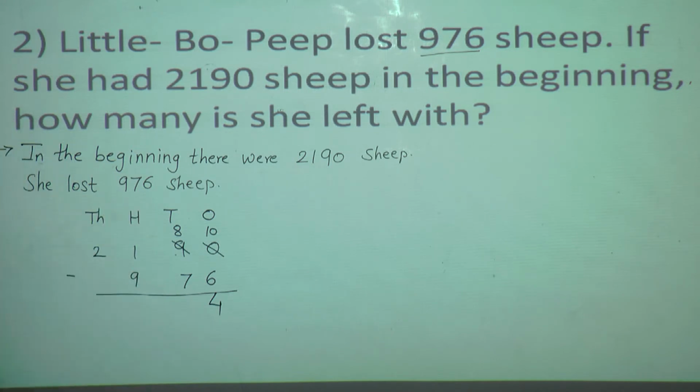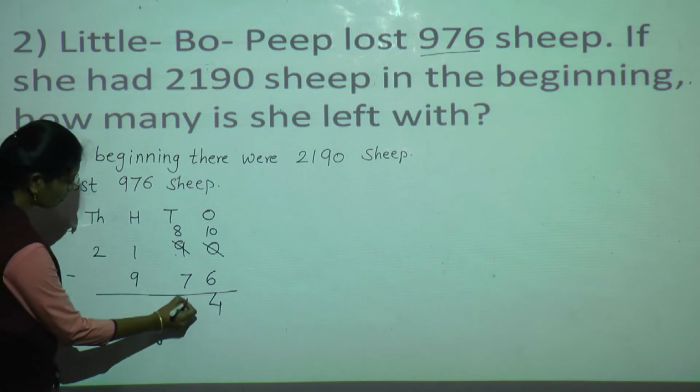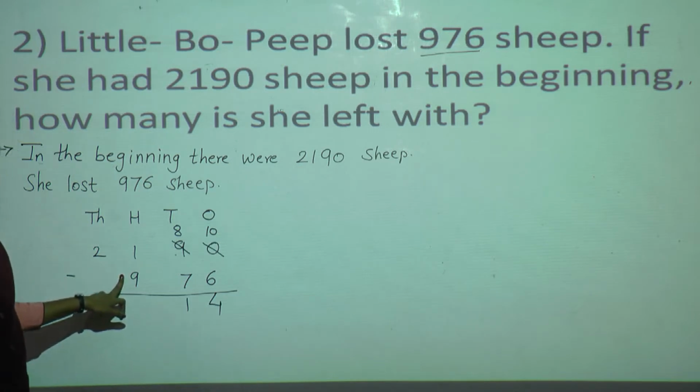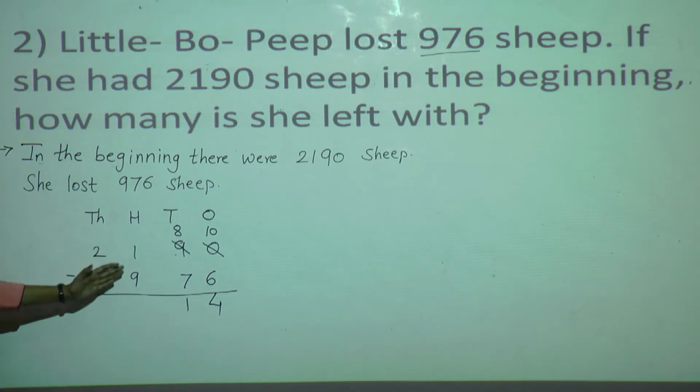See the tens place column now. Here 8 is there, here 7 is there. 8 minus 7, do the subtraction. 8 minus 7, 1. So write 1 at tens place. Now see the hundreds place column. Here 1 is there and here 9 is there. 1 minus 9, can we do 1 minus 9? No. Why? Because 1 is smaller than 9. So 1 minus 9 we can't do.